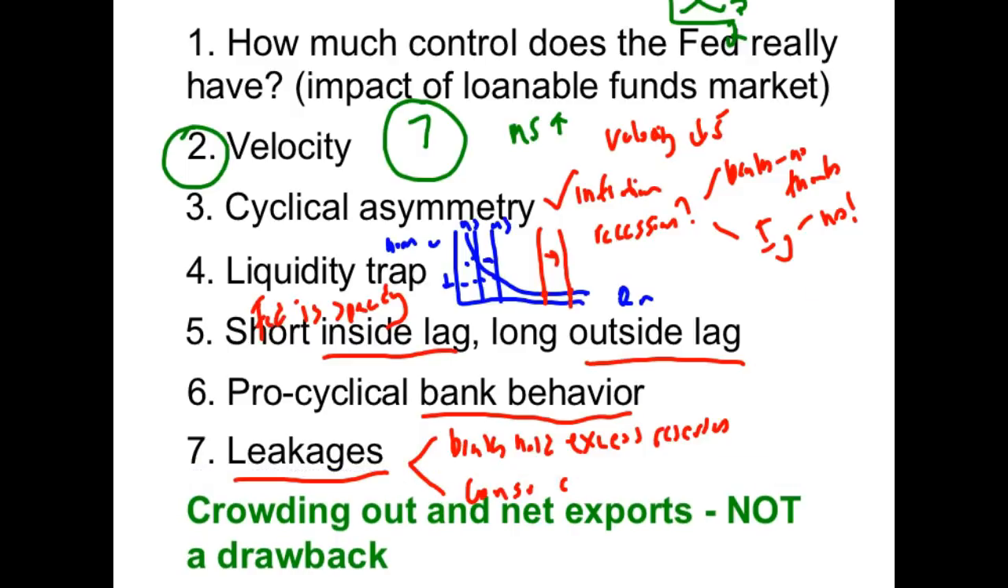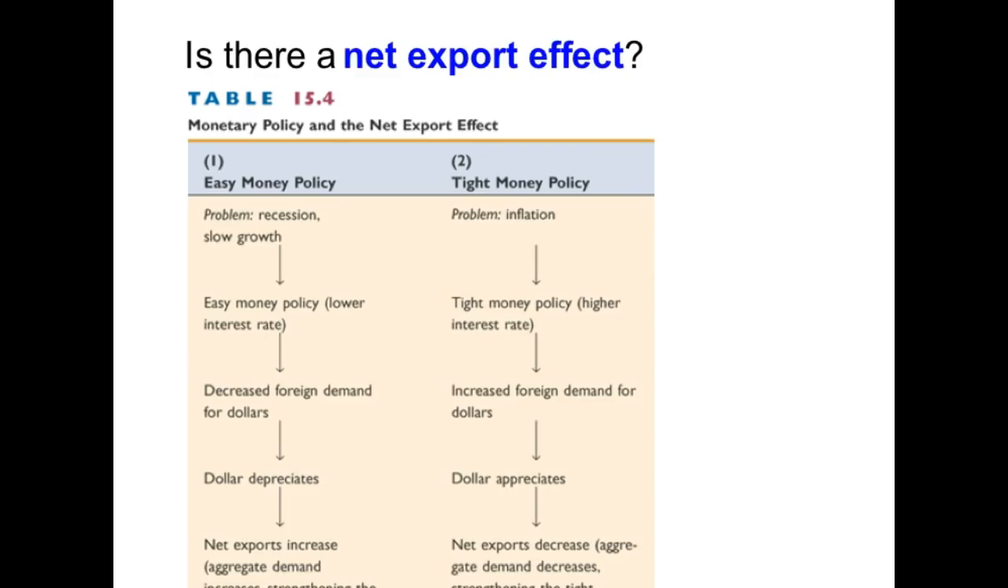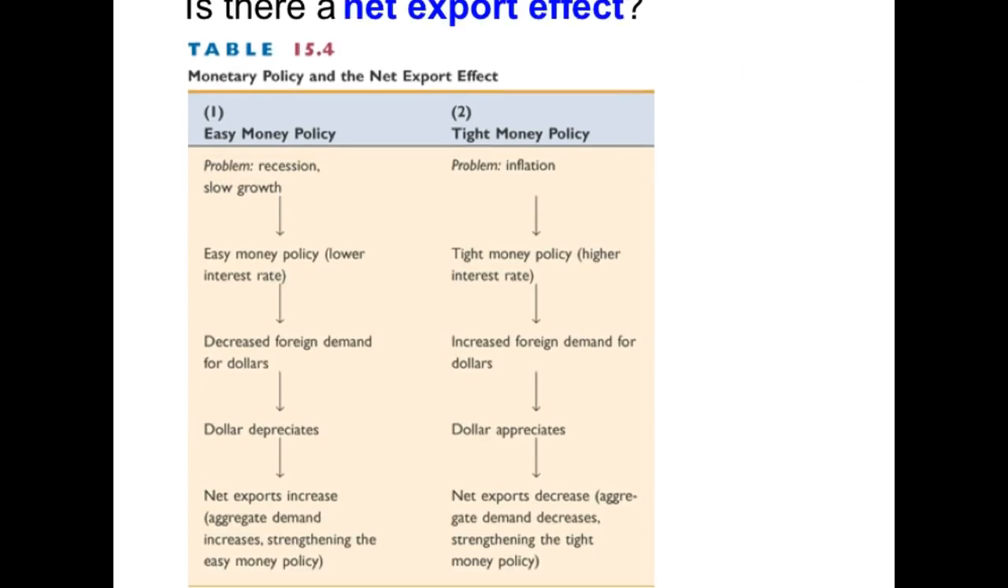Sometimes consumers hold cash. Crowding out and net exports, however, are not drawbacks of monetary policy, which is an interesting feature compared to fiscal policy. So why is there no net export effect? Well, if you look at this table, it shows us that with an easy money policy, the problem is recession, the problem is slow growth.